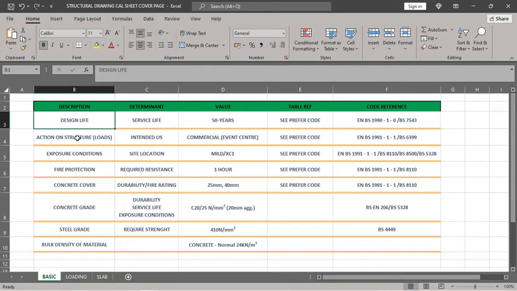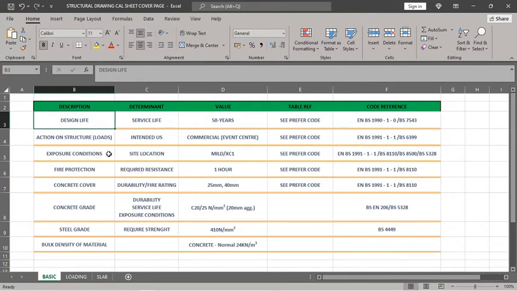Then we now look at the action on structure, which are the loads that are coming. Now, what determines that is the intended use of the structure, and it is a commercial structure. It's an event center. So this will determine the floor load that will be applied based on what the code recommends. And I have the code reference here as well.